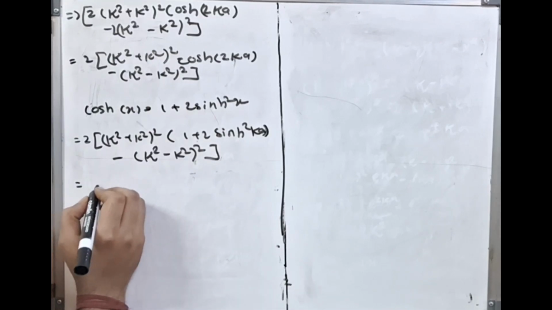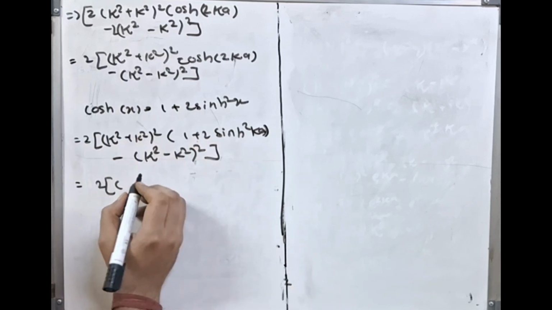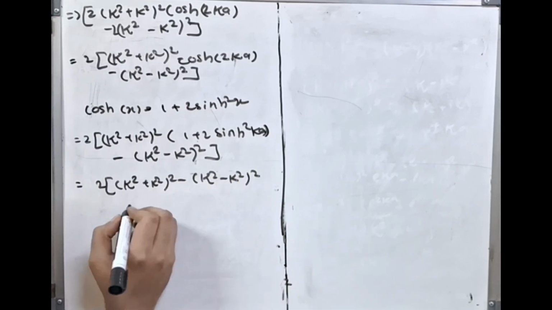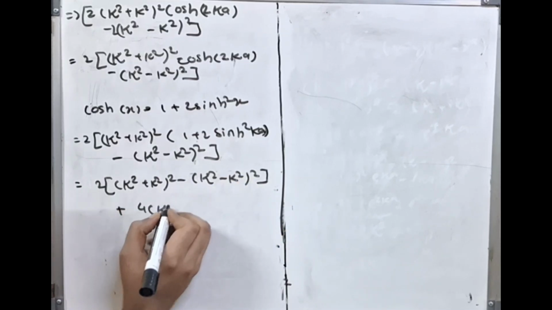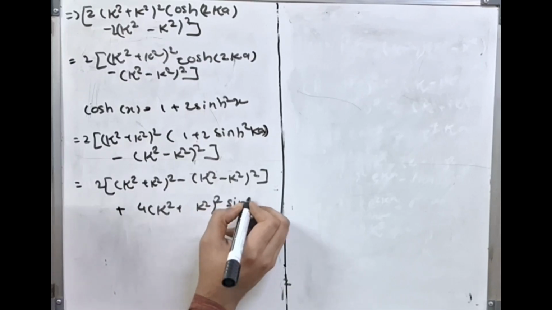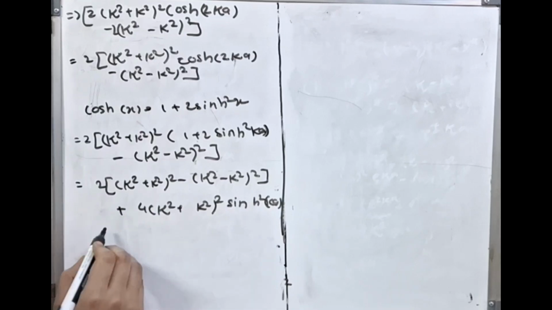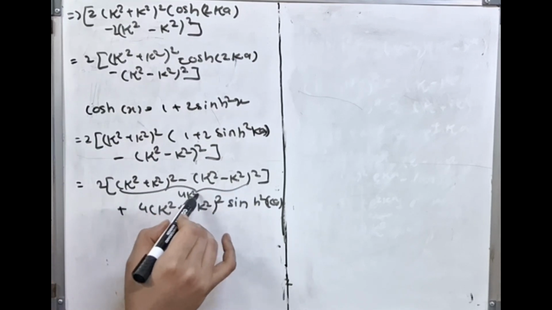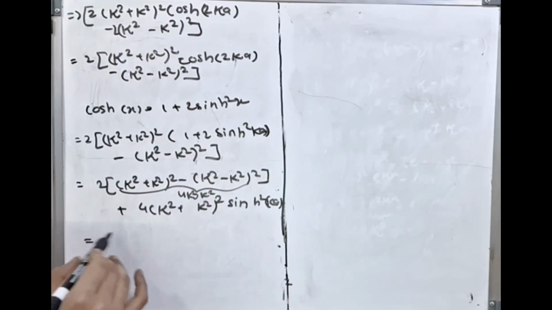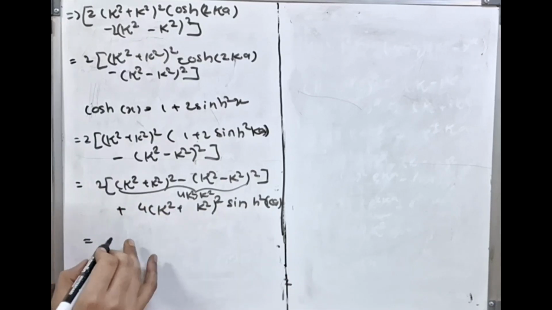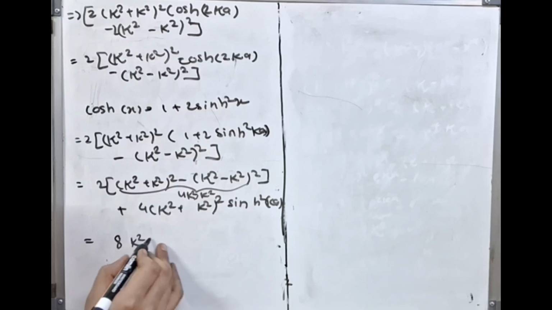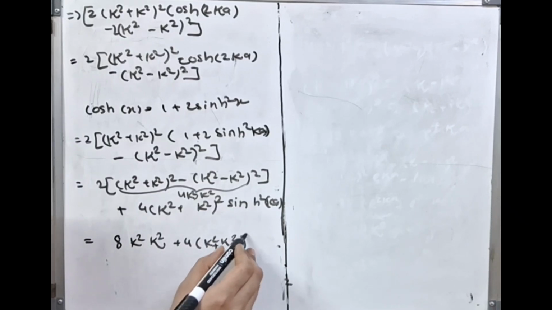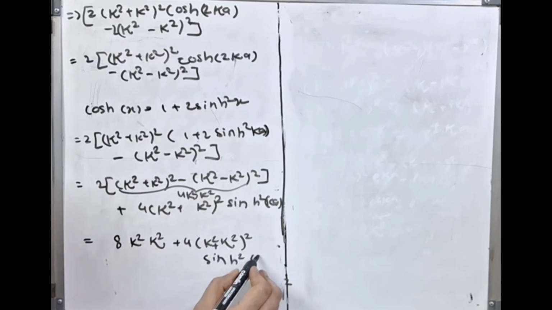Okay, so if you multiply this, it is going to be (κ² + k²)² minus (κ² - k²)² plus 4(κ² + k²)² sinh² κa. If you solve it, this can be written as 4k²κ². Then we multiply 2 inside, so it becomes 8k²κ² plus 4(k² + κ²)² sinh² κa.